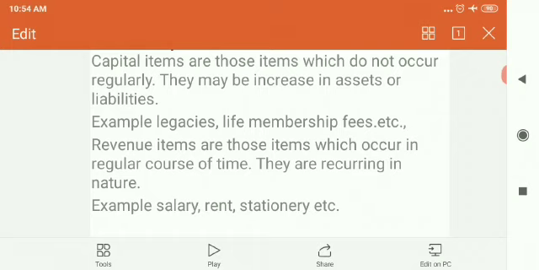In the next class, Savitri Madam will tell you about the classification of capital and revenue, income and expenses.